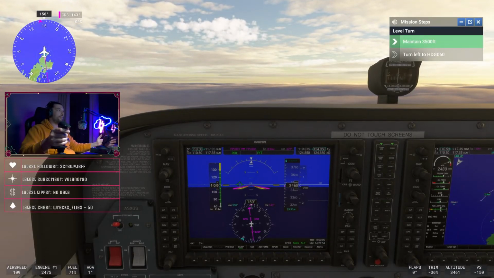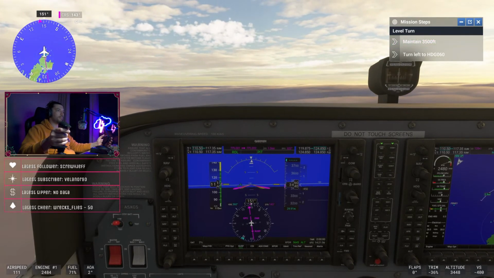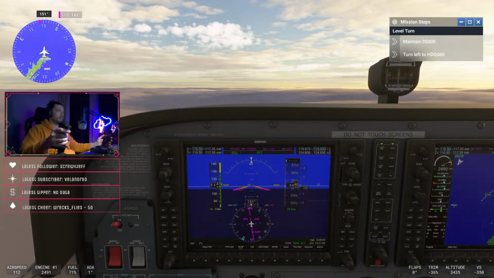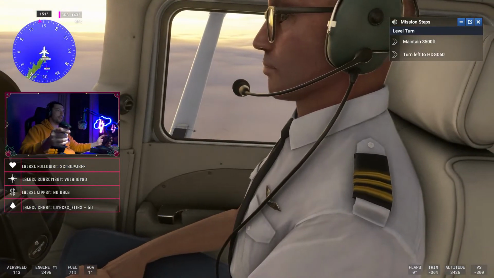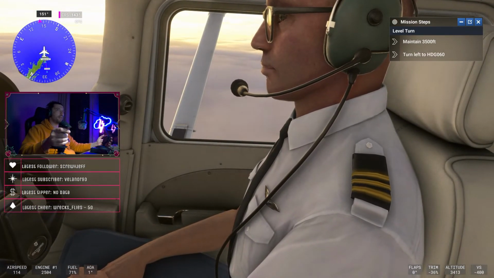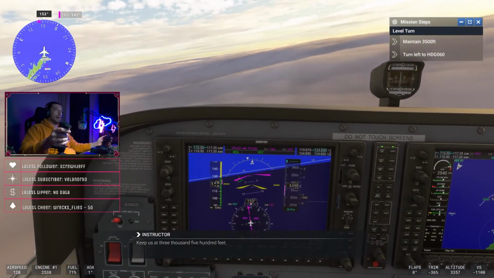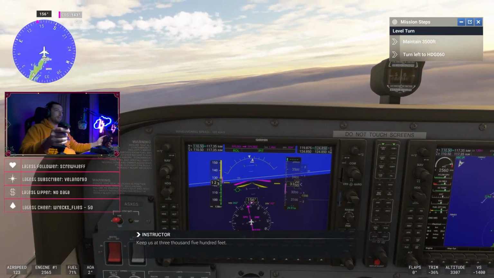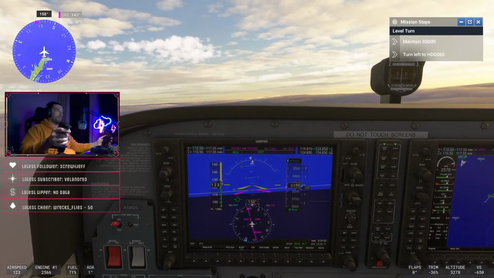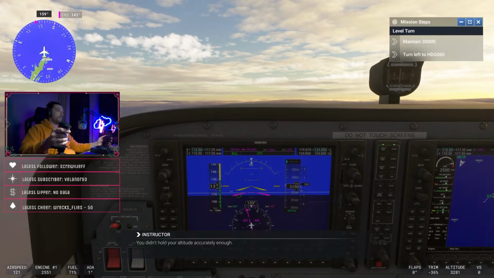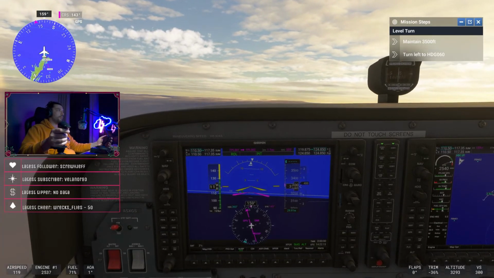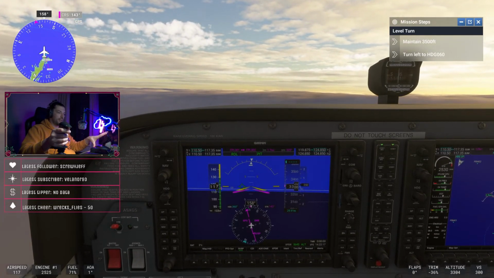Do I need to turn left? Did I screw up? The instructor is not telling me. Hey, hello, sir. Am I doing good here or what? Keep us at 3,500 feet. I don't know. It feels like I'm doing something wrong. You didn't hold your altitude accurately enough. I think I'm just completely... I need to restart this.